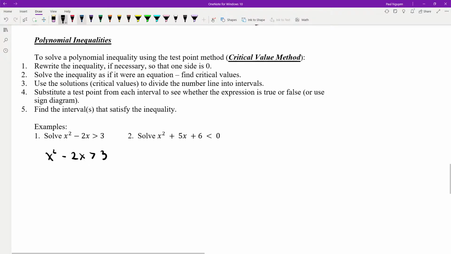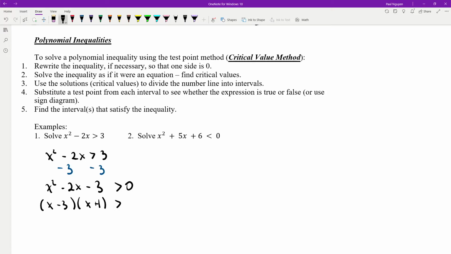First thing I want to do is get a 0 on one side. The easiest way to do that is to move the 3 over. And so I have x squared minus 2x minus 3 is greater than 0. So now I want to know what makes the left side equal to 0. Well, if I factor, I get (x minus 3)(x plus 1) is greater than 0. I can see the things that will make the left side equal to 0 are the numbers -1 and 3.